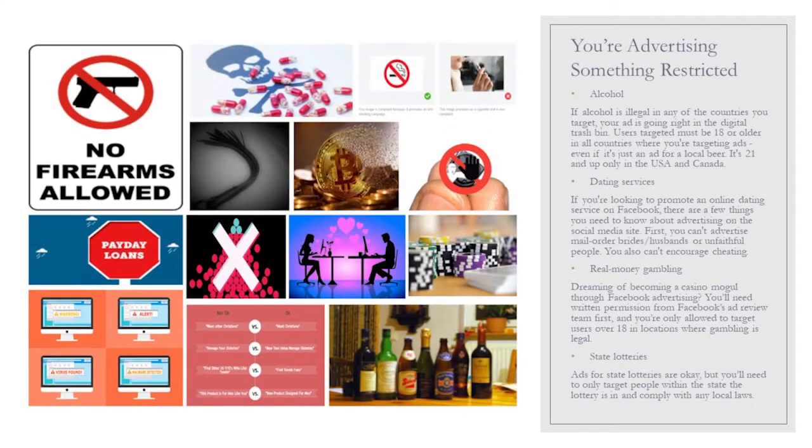Alcohol. If alcohol is illegal in any of the countries you target, your ad is going right in the digital trash bin. Users targeted must be 18 or older in all countries where you're targeting ads, even if it's just an ad for a local beer. It's 21 and up only in the USA and Canada.